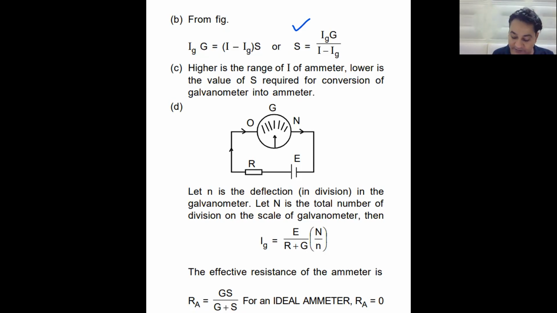Then the effective resistance of the ammeter: two resistors are connected in parallel, so it is G into S divided by G plus S. I hope you see this formula. For an ideal ammeter, the resistance is 0.